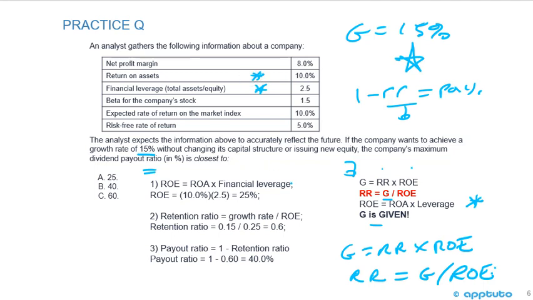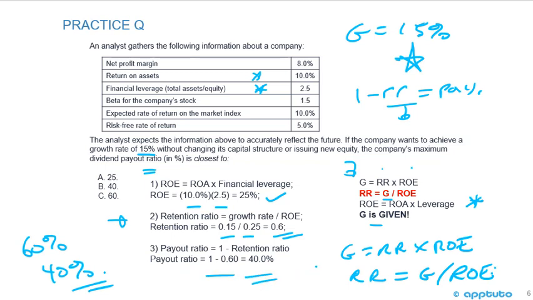So again, let's go through these steps right here. 1, ROE equals ROA times financial leverage. So that's 10% times 2.5, so it's 25%. The retention ratio equals G over ROE, so it's 15% divided by 0.25 equals 0.6. So the retention ratio is 60%. That means the dividend payout ratio has to be 40%. So the payout ratio, 1 minus the retention ratio, 1 minus 0.6 equals 40%.